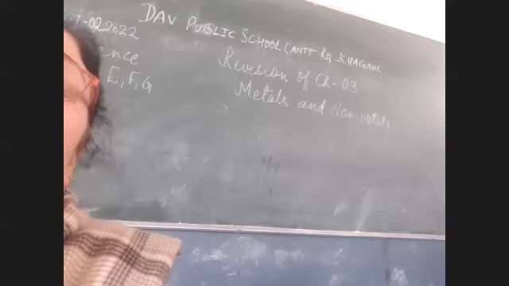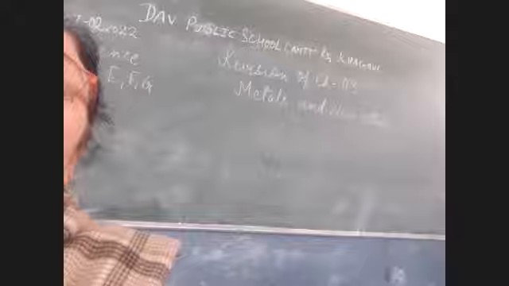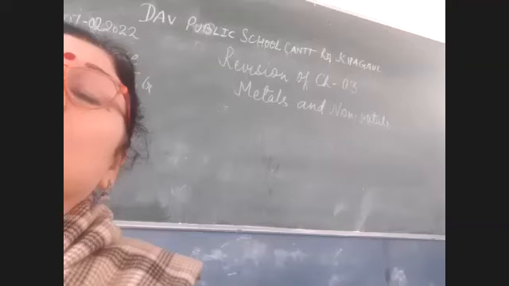Anurag, tell 2 more points of physical property, apart from what they have told. Yes, ma'am. Malleability and ductility. Metals are malleable and ductile. Non-metals are non-malleable and brittle. Tensile strength. Metals have high tensile strength. He has told.